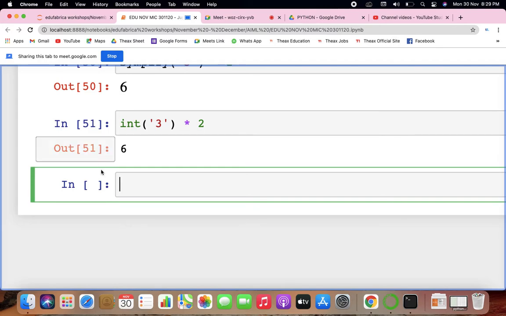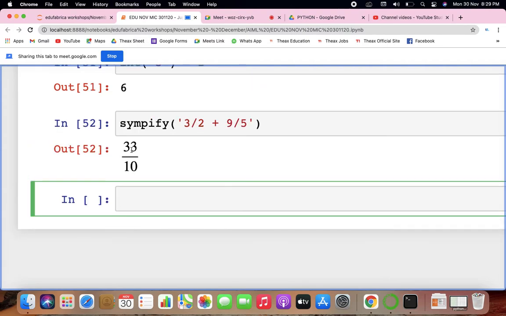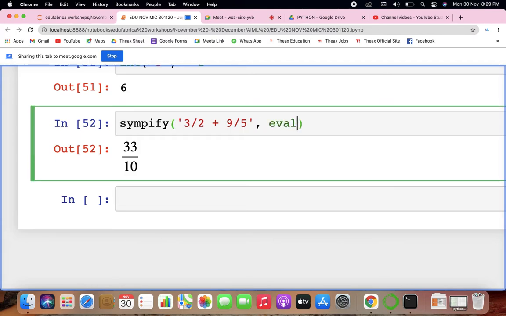All right. Now, if you want to write a fraction, like 1/2, again, you can go with simplify. So say 3/2 plus 9/5, right? So what if we run this? We get 33/10. But that is not exactly what we want, 3/2 plus 9/5. So for doing this, we have to pass a parameter here, evaluate, that will be equal to false.